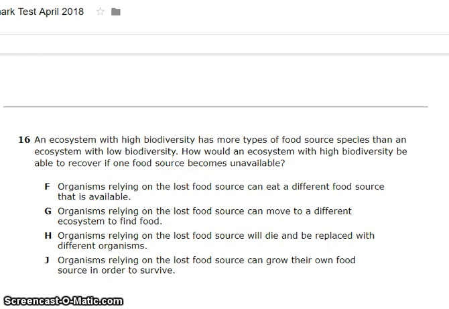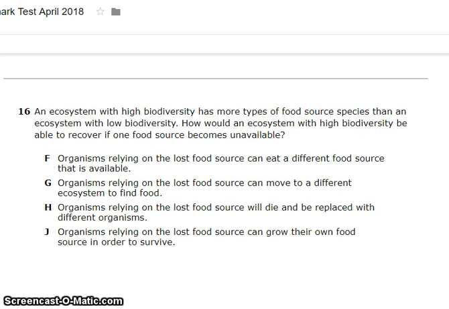16. An ecosystem with high biodiversity has more types of food sources than an ecosystem with low biodiversity. How would an ecosystem with high biodiversity be able to recover if one food source becomes unavailable? F. Organisms relying on the lost food source can eat a different food source that is available. G. Organisms relying on a lost food source can move to a different ecosystem to find food. H. Organisms relying on the lost food source will die and be replaced with different organisms. J. Organisms relying on the lost food source can grow their own food source in order to survive. Not J.